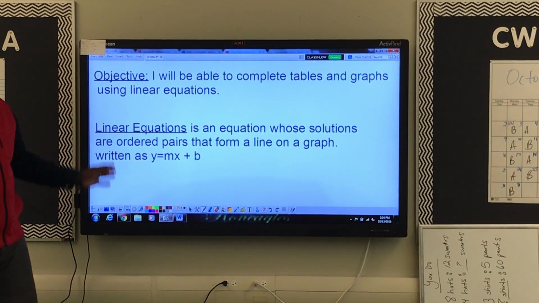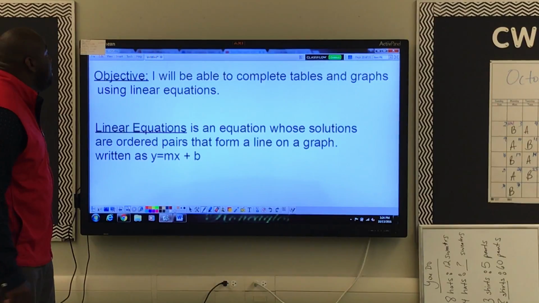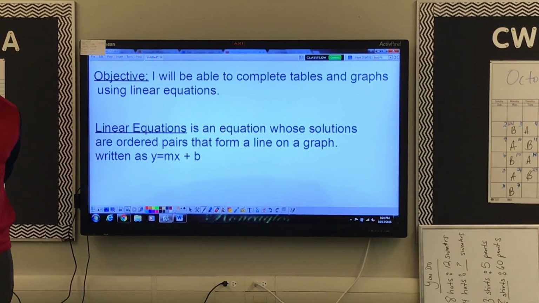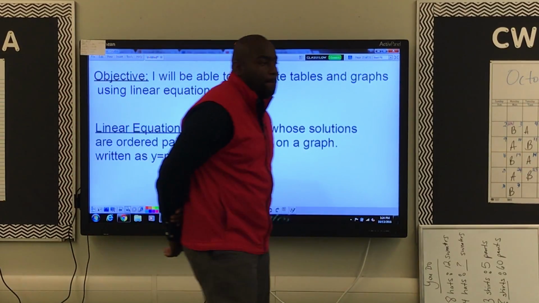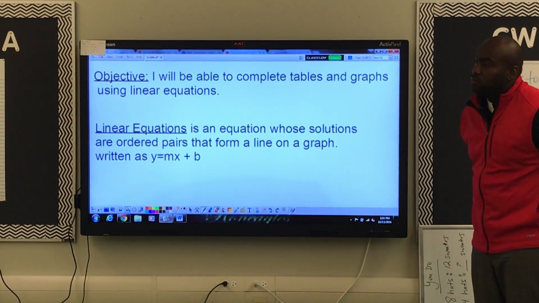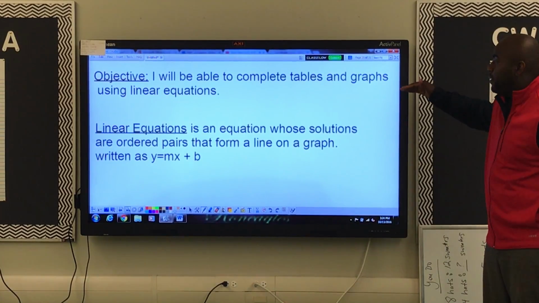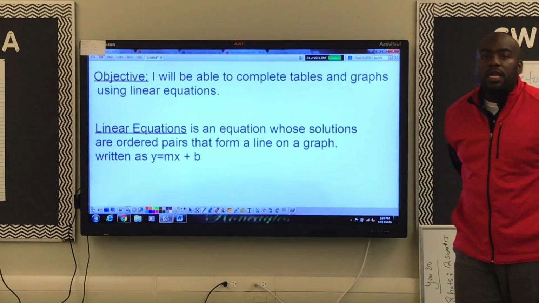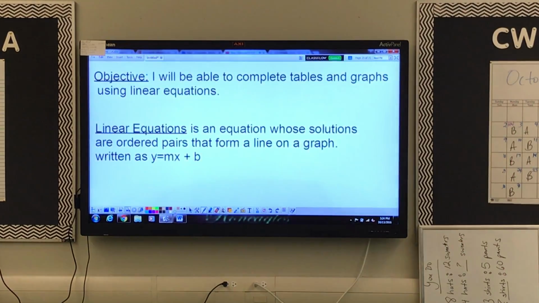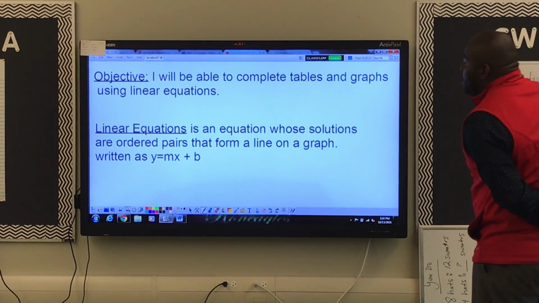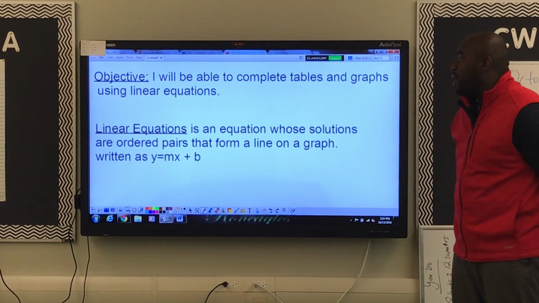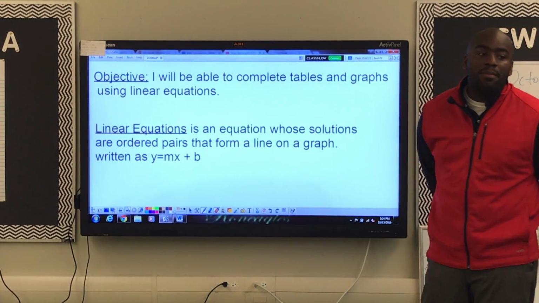Your objective for today: I will be able to complete tables and graphs using linear equations. Write it down where it says objective. Right below that is the definition for linear equations. We're going to be studying linear equations today. A linear equation is an equation whose solutions in ordered pairs form a line on a graph, written as y equals mx plus b.